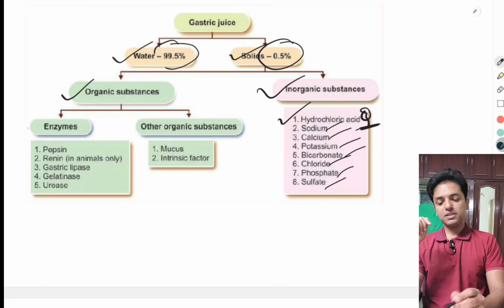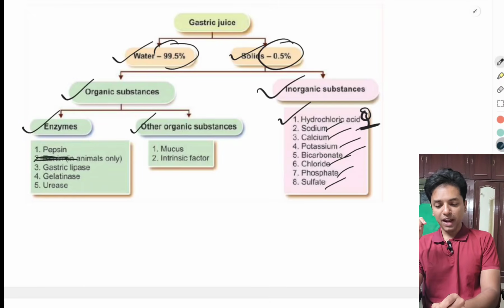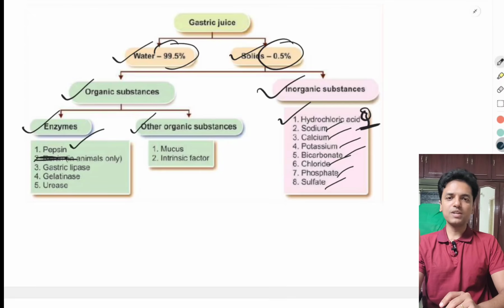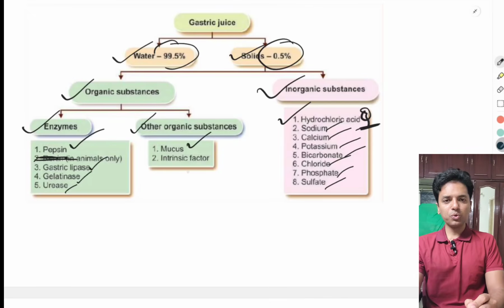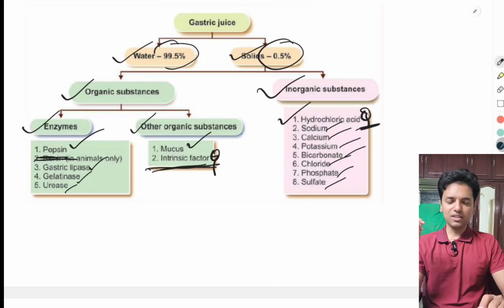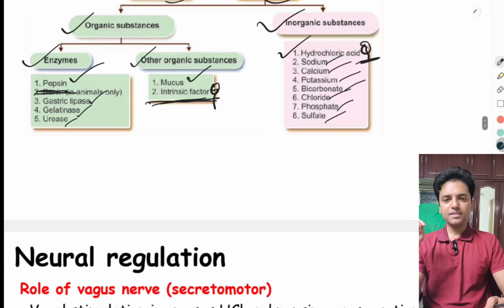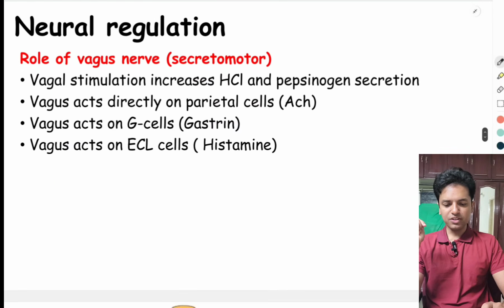Now these organic substances can be again divided into enzymes and other organic substances, and in the enzymes the most important one is pepsin, which is produced as pepsinogen. You can write it as pepsinogen and also pepsin. Other enzymes are lipase, gelatinase and urease. Other organic substance is of course mucus, which is produced by the mucus secreting cell, and again very important, don't forget, that is the intrinsic factor. Okay, this is regarding the composition of the gastric juice.